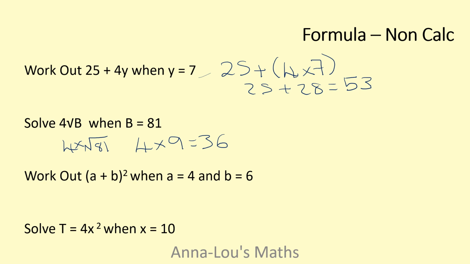Work out a plus b squared when a is 4 and b is 6. Okay, so 4 plus 6 squared. So 4 plus 6 is 10. 10 squared is 100.